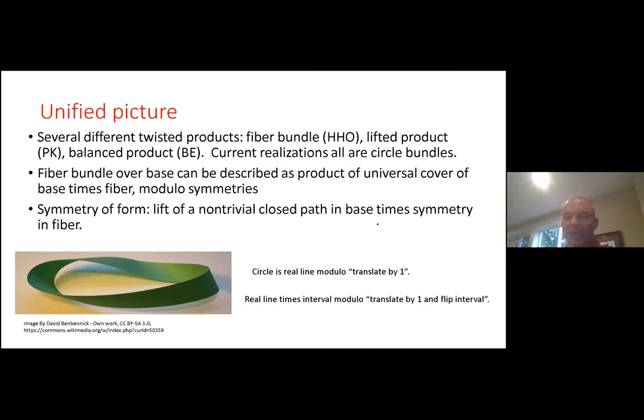Now, if you take the real line times an interval, giving you an infinite strip, and mod it out by translate by one, that gives you a cylinder. But you can mod it out by a different symmetry. You can mod it out by the symmetry of translate by one and flip the interval. So this is taking a product and modding it out by some symmetry.